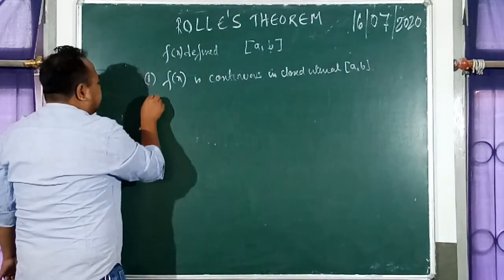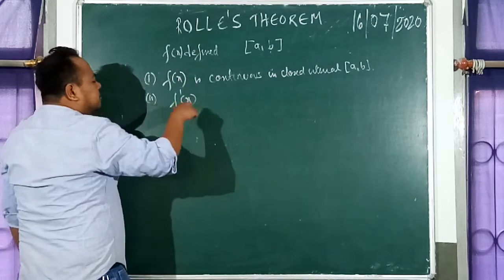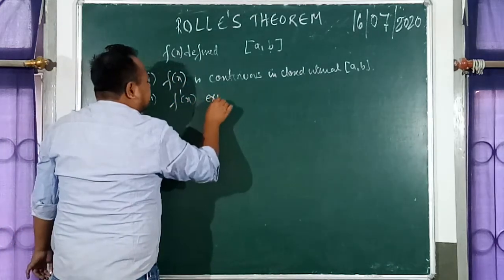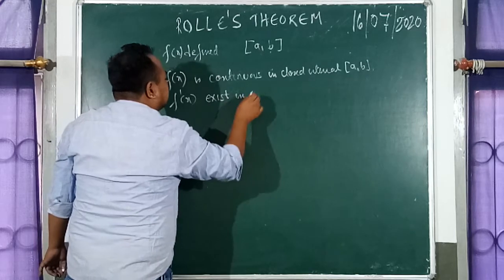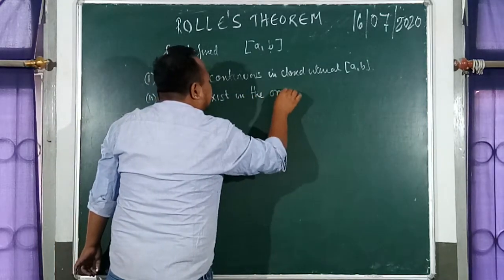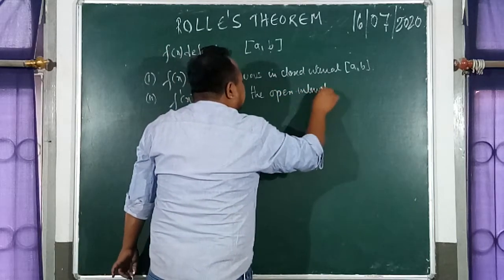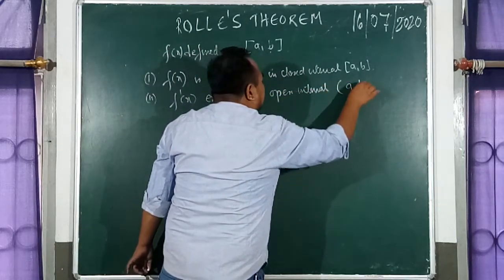The second one is f dash x. I need to differentiate the function. F dash x exists in the open interval. Please be careful with the bracket. This is open interval, open bracket a comma b.